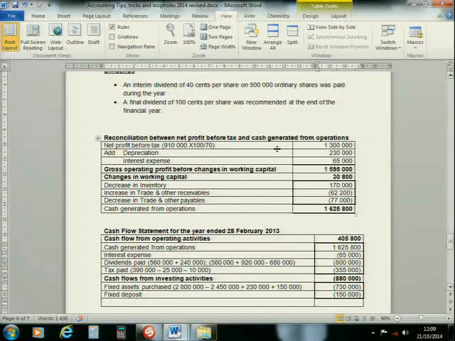Thank you very much. Because an interim dividend is 500,000 shares times 0.4, which should be 200, not 240. Thank you for alerting me to that mistake, and then this will be 760. This is 760. Thank you, folks. That was a mistake on my part. 500,000 times 0.4 is 200,000 rands, not 240.